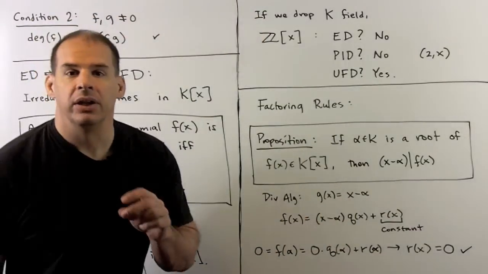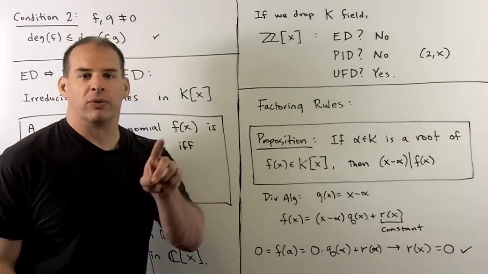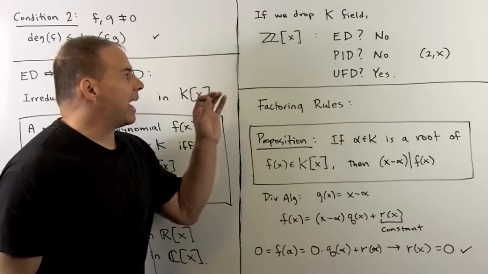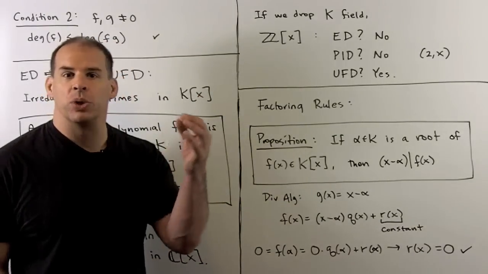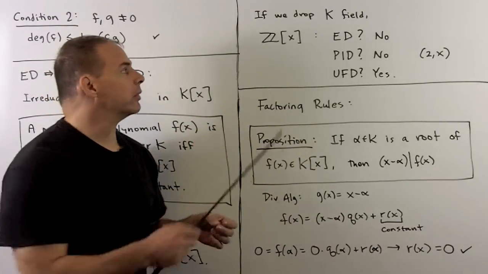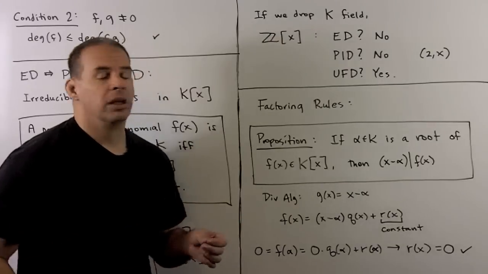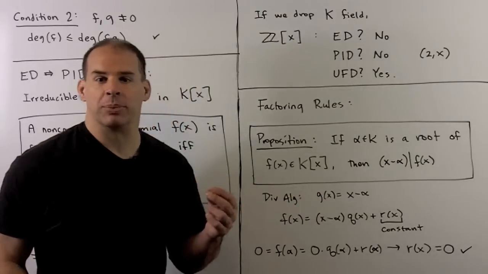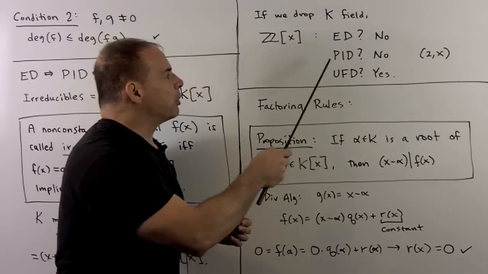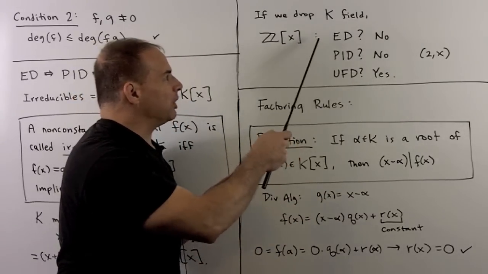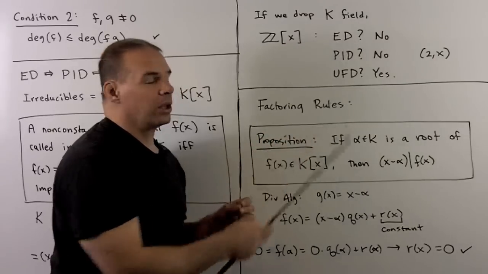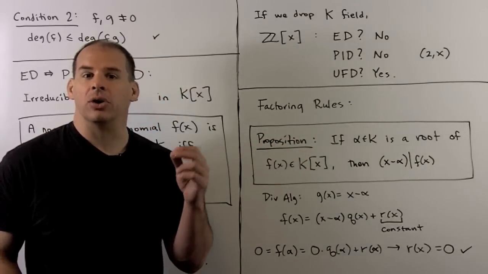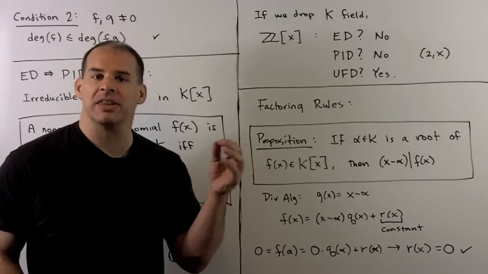Now, if we weaken the condition of working over a field, what can happen? For instance, if we switch instead to the integers, Z adjoin x, we've seen that the ideal generated by 2 and x is not a principal ideal. So this is not a principal ideal domain, which means it can't be a Euclidean domain. On the other hand, it's still a unique factorization domain, and we'll see that later.